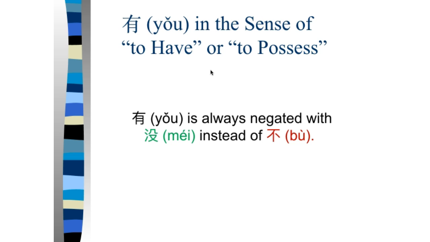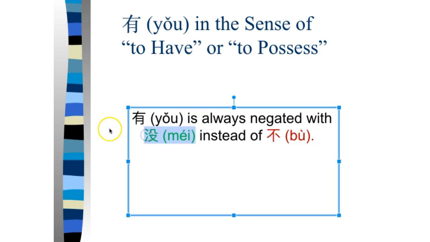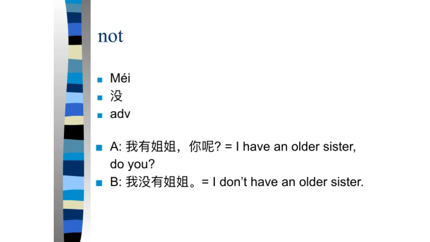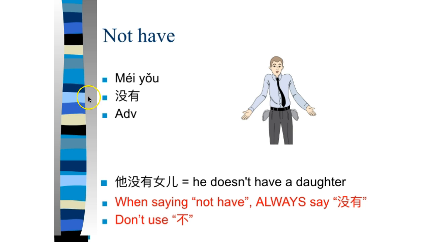However, and this is a little tricky, if I want to say someone doesn't have something, like Wang 先生 doesn't have a didi, I must use this negation, 没. I cannot use 不 like we've learned before. So the way to say not have is 没有, 没有.